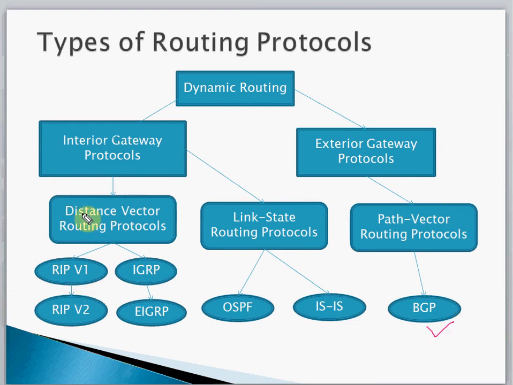So the distance vector protocols are RIP 1, RIP 2, IGRP, and EIGRP. We are going to discuss in our next video what the function of each is, how we are going to use them, and which is best for us. So this is just an introduction to routing protocols.